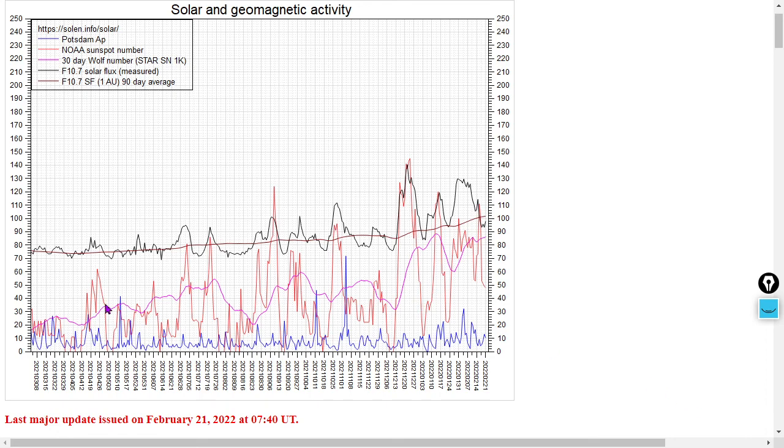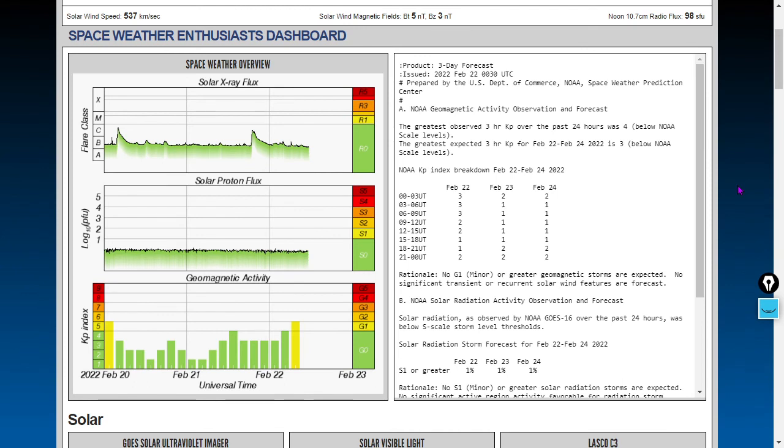The red line here is the 1-year chart of the sunspot number. The black line is the 1-year chart of the radio flux. So it looks like we've reached another bottom here at 93 solar flux units, now at 98. No space weather storms forecasted, although we are currently in geomagnetic storm conditions. We'll talk more about that in our next video. This is video 1 of 3 for our daily space weather content.